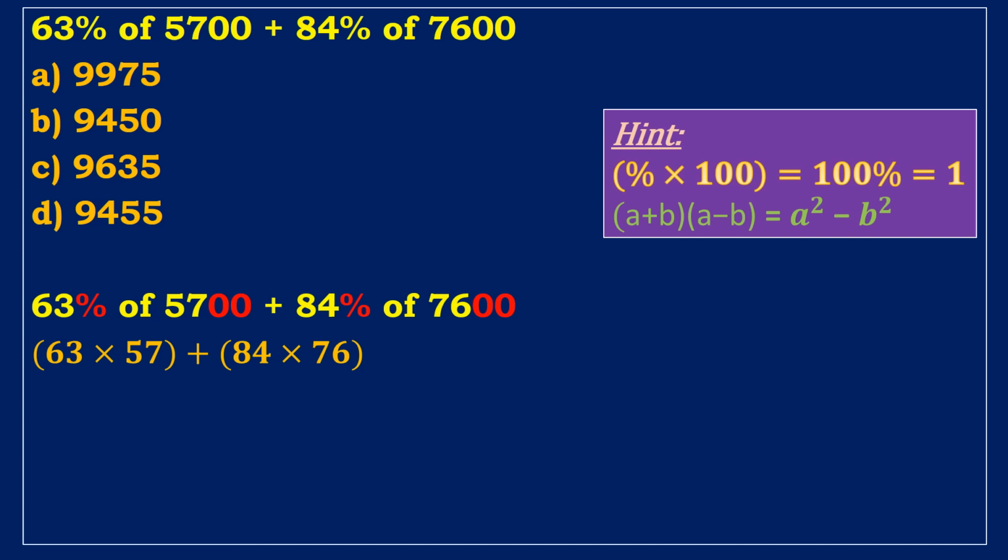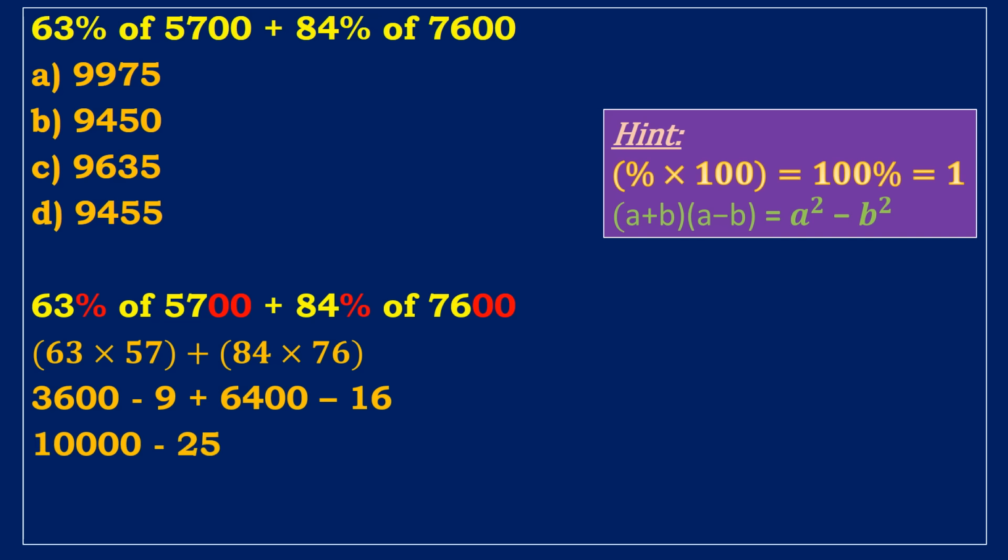63 into 57 is 60 plus 3 into 60 minus 3. This would be 60 square minus 3 square, or 3,600 minus 9. Similarly, 84 into 76 equals 80 plus 4 into 80 minus 4. This would be 80 square minus 4 square, or 6,400 minus 16. The sum of 3,600 plus 6,400 equals 10,000. And minus 9 minus 16 becomes minus 25.